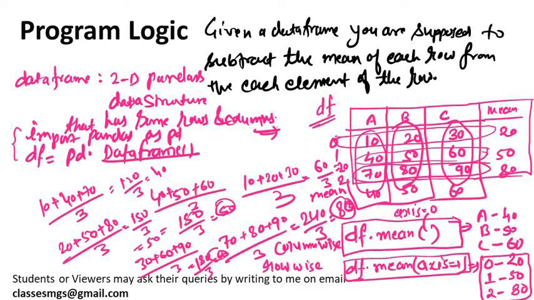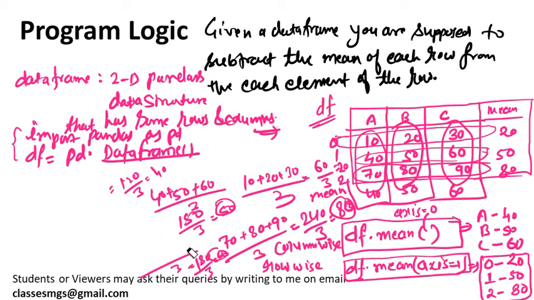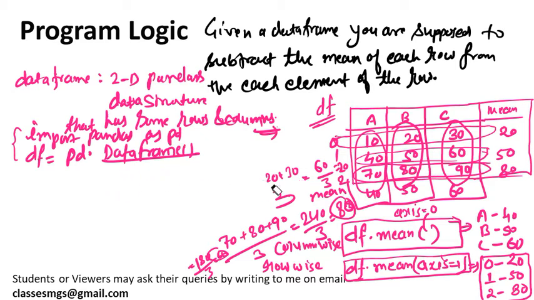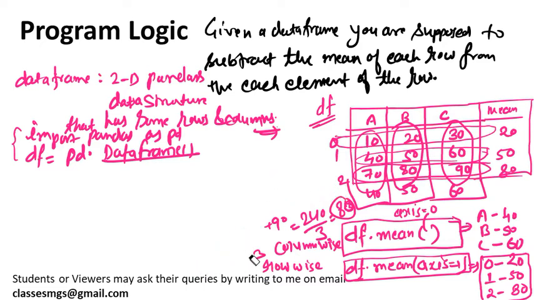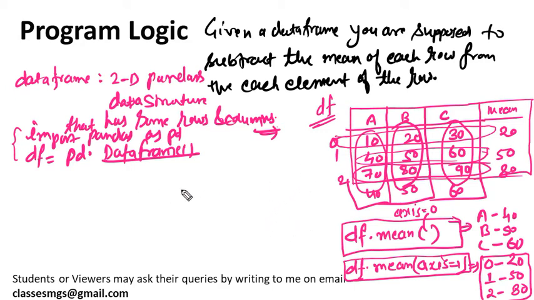So this is the first step of this problem. You should know how to calculate the mean and which function we use in pandas on a data frame to calculate the mean of any row and any column. So we know now how to calculate the mean of a row. Now we can go ahead and try to implement the logic. The next step is to subtract the mean that we have calculated from each row of the data frame.